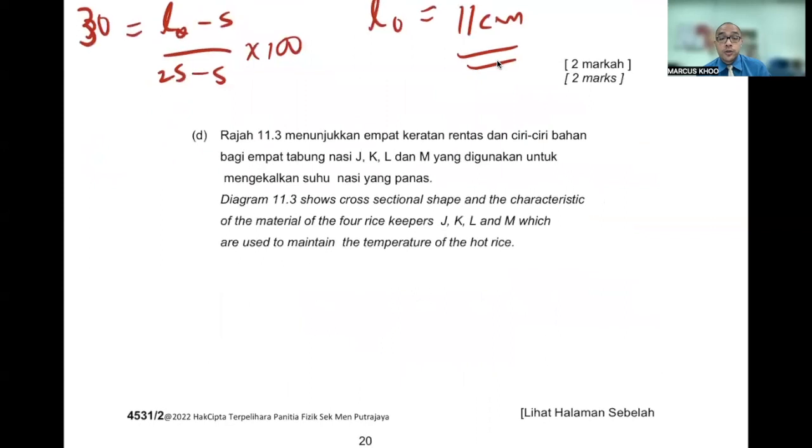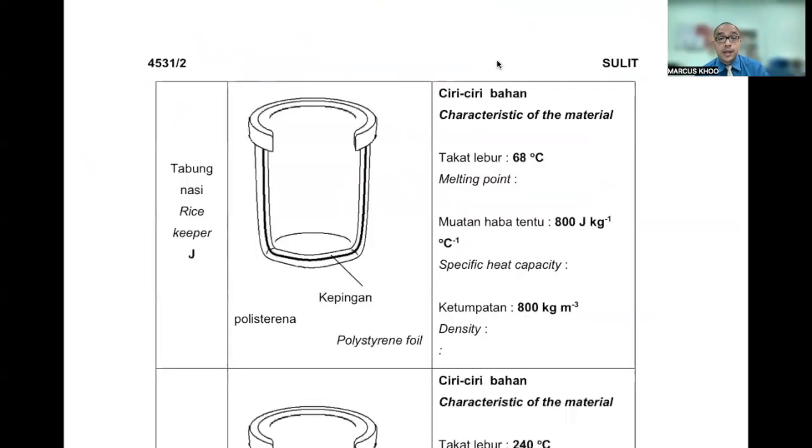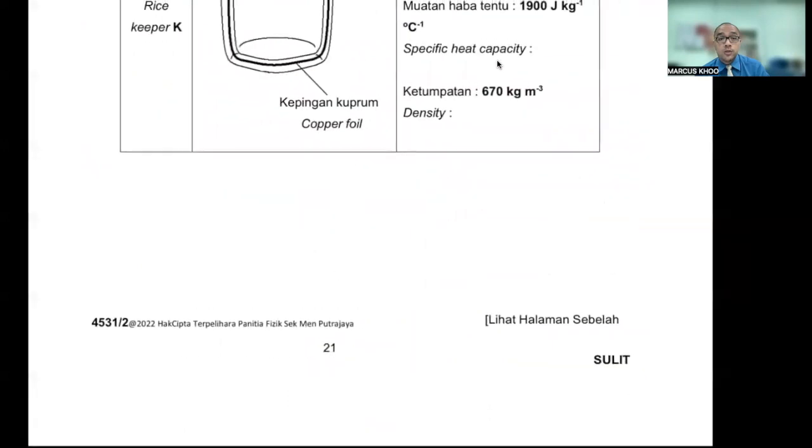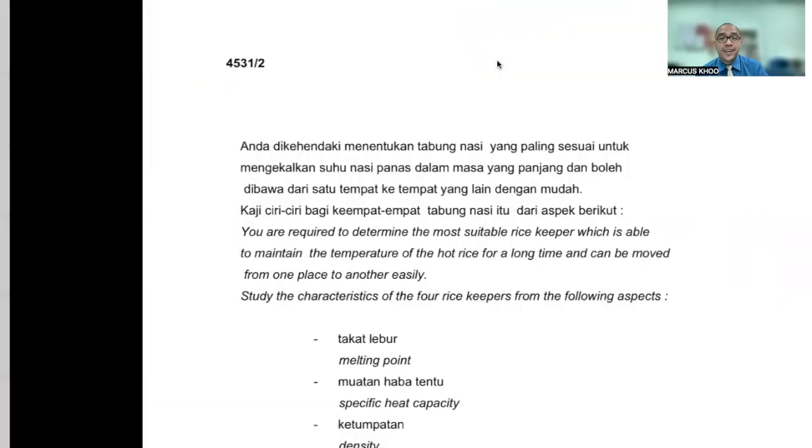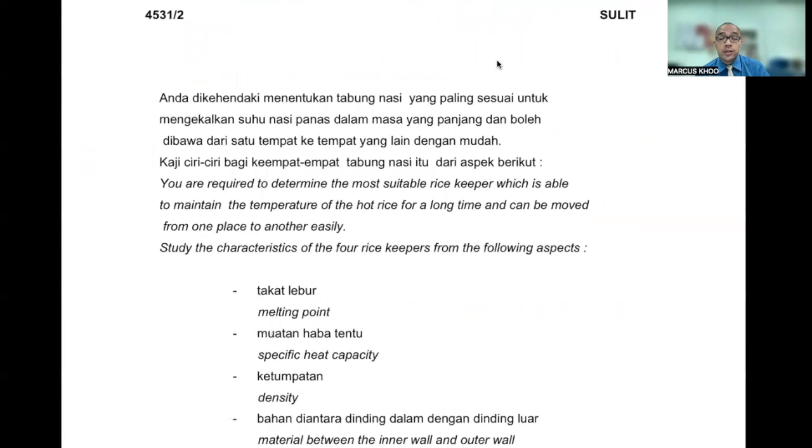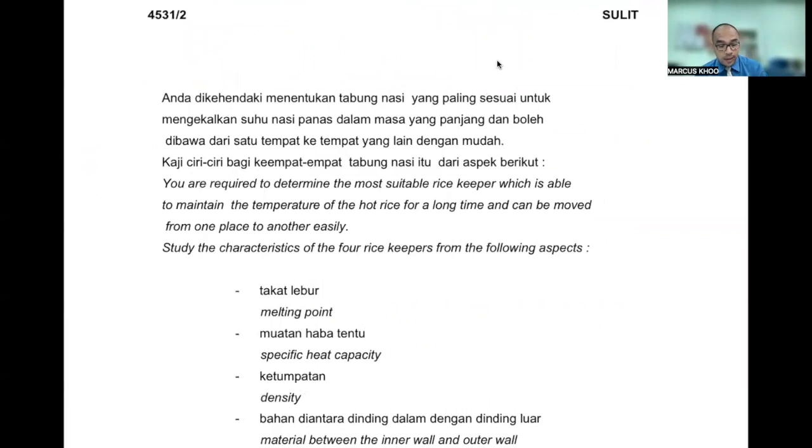Now, Diagram 11.3 shows the cross-sectional shape of rice keepers used to maintain the temperature of the hot rice. You have 1, 2, 3, 4. Now you are required to determine the most suitable rice keeper that can maintain the temperature of the hot rice for a long time and can be moved from one place to another quite easily.